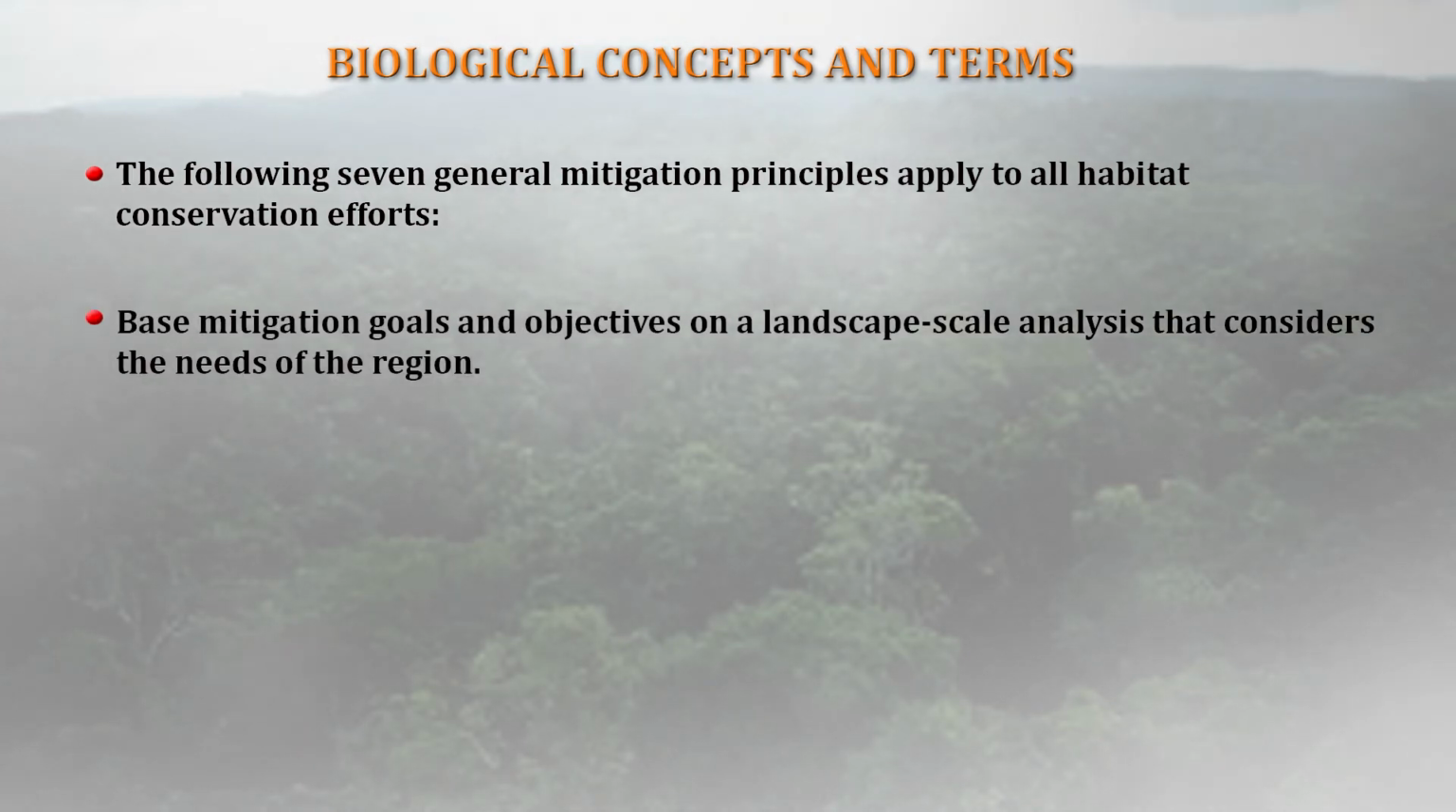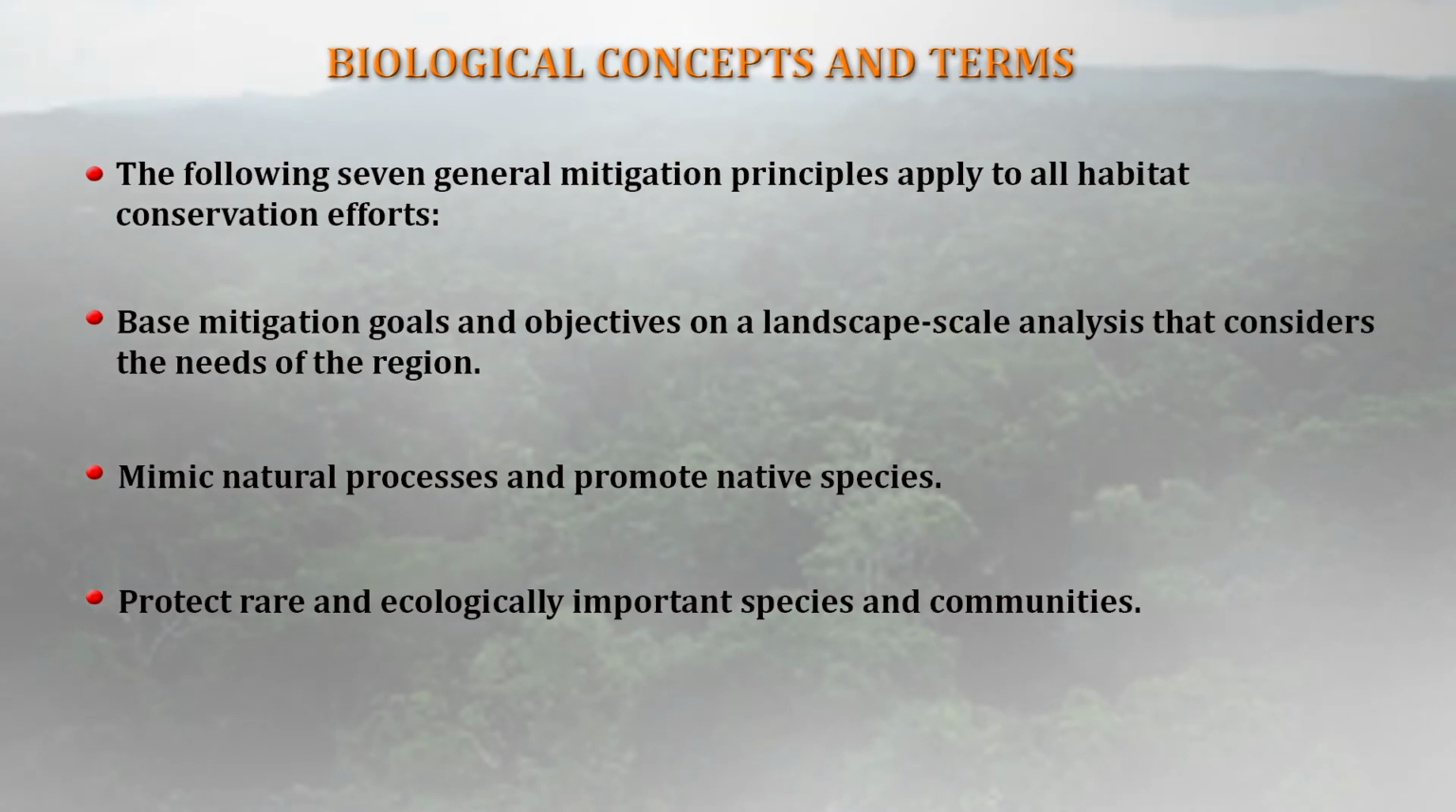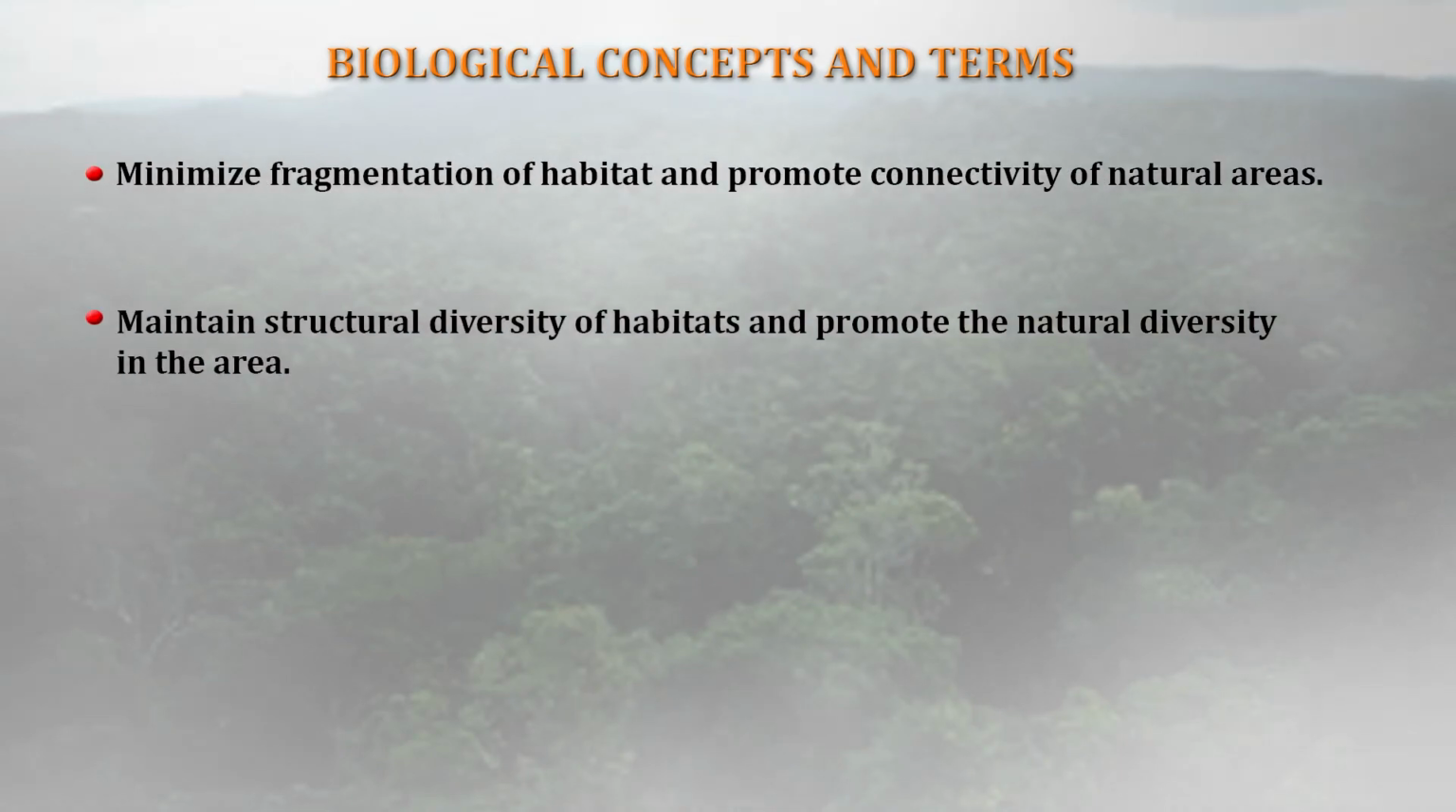Base mitigation goals and objectives on a landscape analysis that will consider the needs of that region, mimic the natural processes and promote native species, protect the rare and ecologically important species and communities, because certain species would be growing only in certain regions and they may be rare and they may be ecologically important. So, we need to protect those species. Then minimize the fragmentation of the habitat and promote connectivity of the natural areas. Maintain structural diversity of the habitats and promote natural diversity in that area.